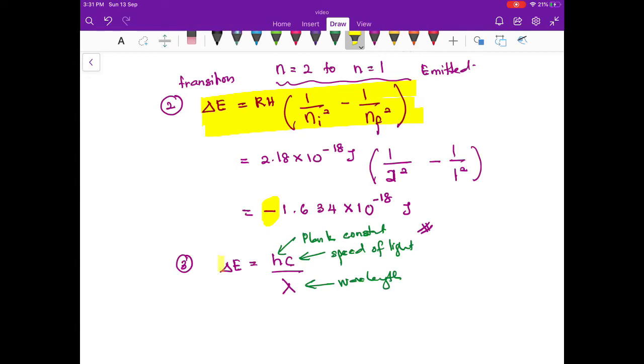So normally we apply this formula when we want to calculate the lambda value, or we want to determine the energy and we don't know the transition. And also the derivative from this formula is frequency equal to C over lambda. This is another formula. So from there, you can write this formula in the form of delta E equal to H times frequency.